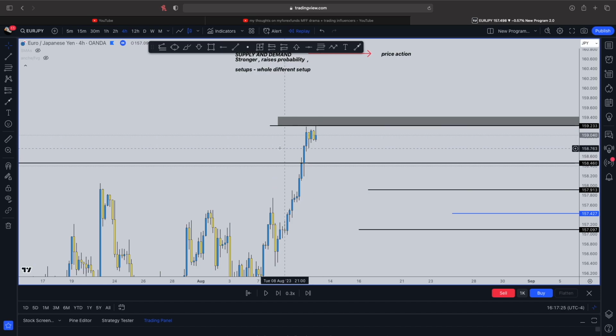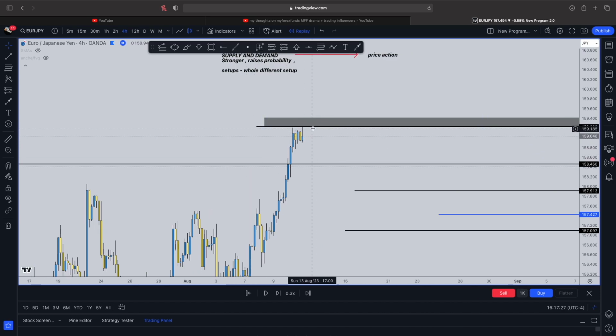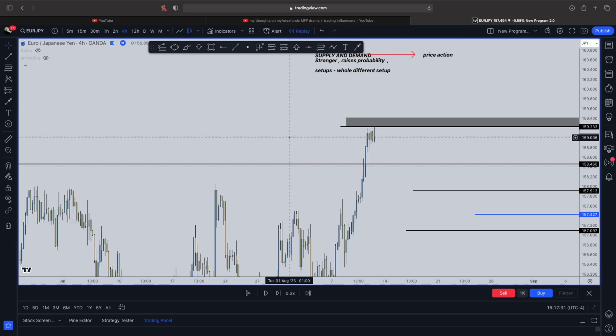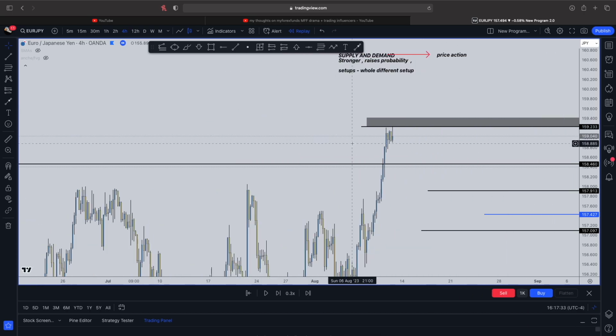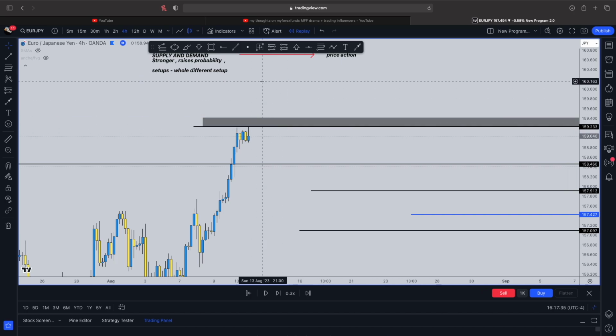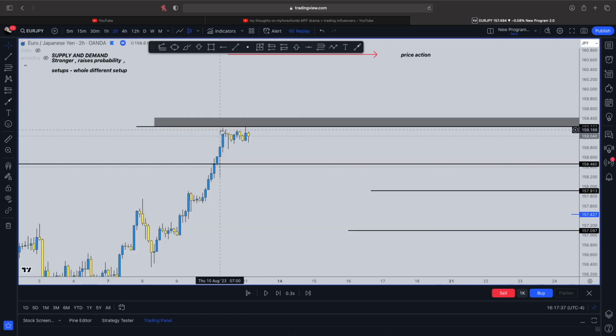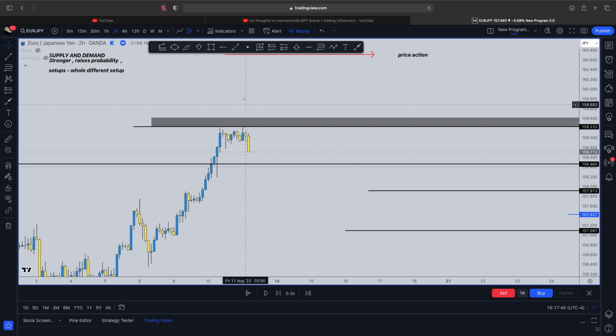At this point in time, there's no reason to believe that this is a supply and demand area. Why? Because there's nothing to show for it. We just made a higher high, unless you go back in time. So let's say this is a supply and demand area, and you see price action reject. Well, what are you going to do?